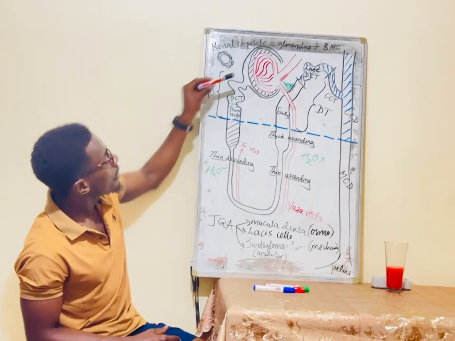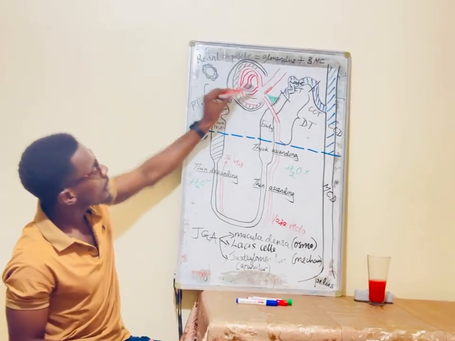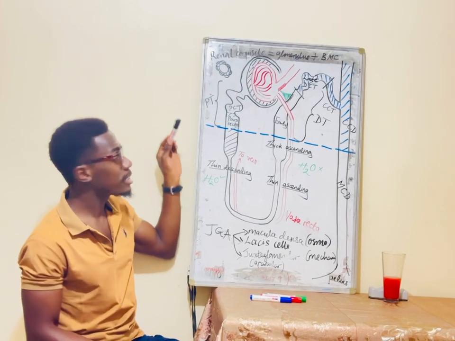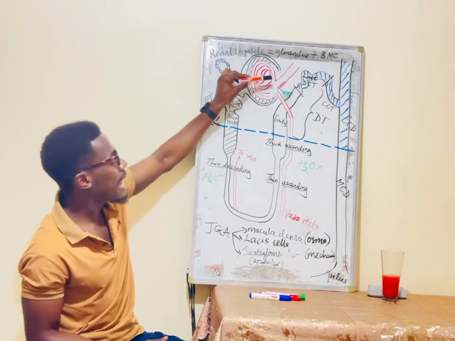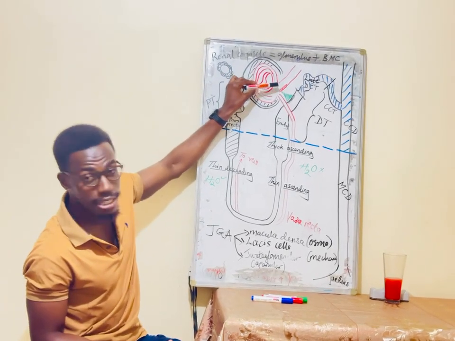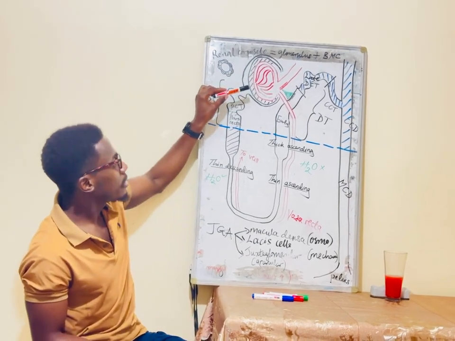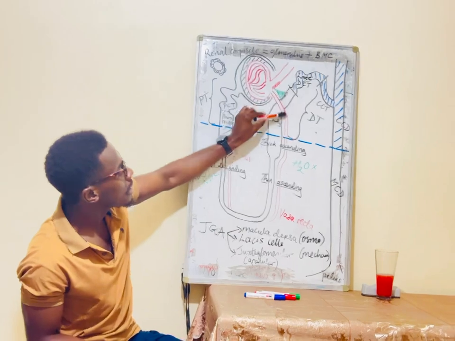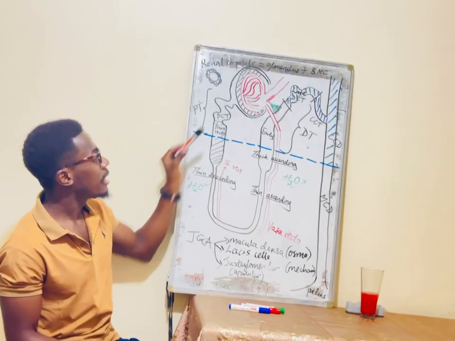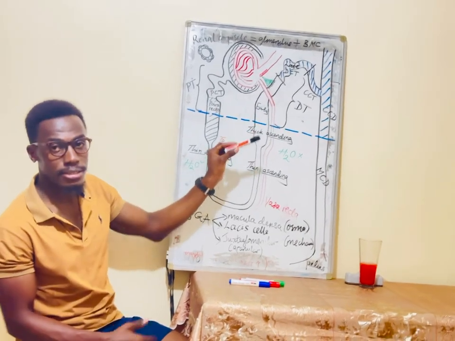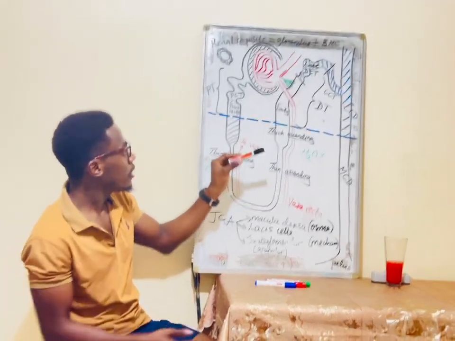So here we have what we call the afferent arteriole. The afferent arteriole is a branch of the interlobular artery, and an afferent arteriole feeds into each nephron. And then this here is the efferent arteriole. The afferent arteriole brings in blood, while the efferent arteriole drains it away.